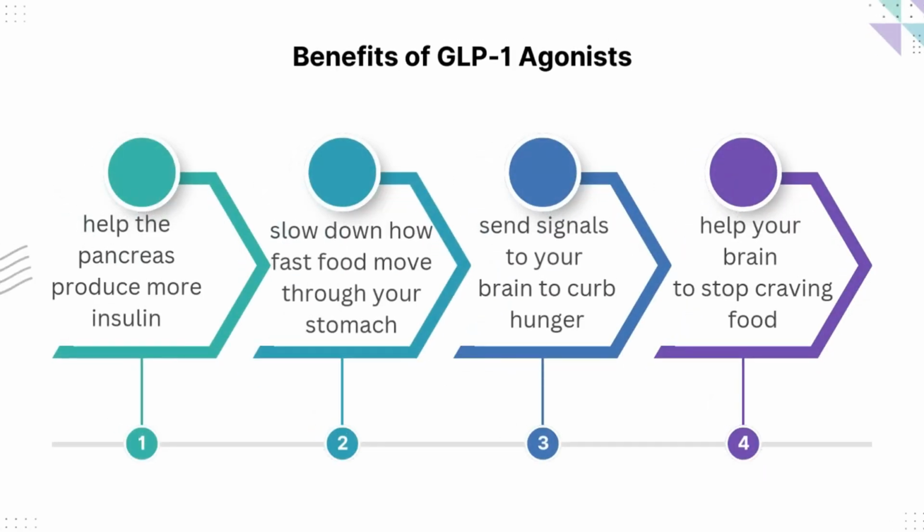So, what are some of the benefits of these GLP-1 agonists, aka Ozempic and its cousins? Normally when we eat, our body releases GLP-1. What does it do? It will help your pancreas produce more insulin. Insulin is the hormone that lowers sugar, right? And then it will slow down how fast food is moving through your stomach, so the food sits there a little longer and you're not hungry every other time. It signals to your brain to curb hunger, so we don't eat more than what we need. It also helps your brain stop craving food, which means you can stick to a healthier eating habit more easily.